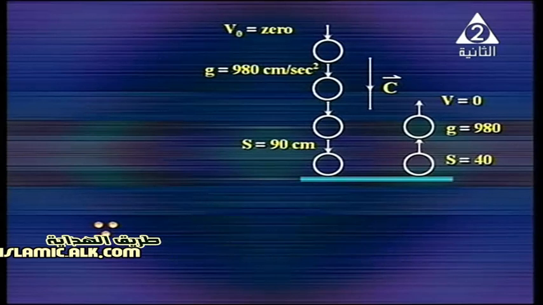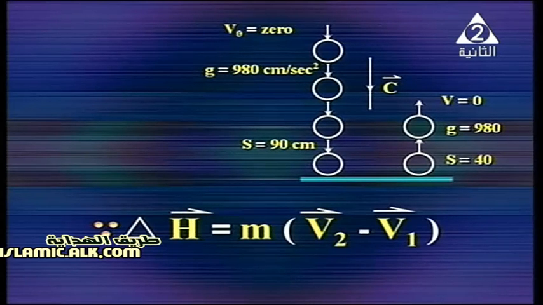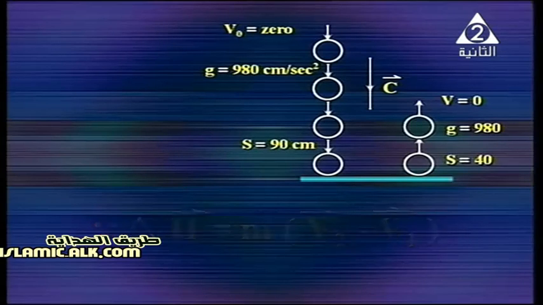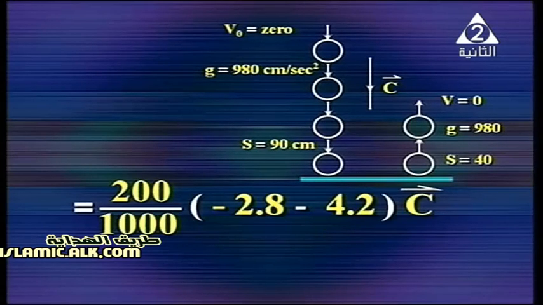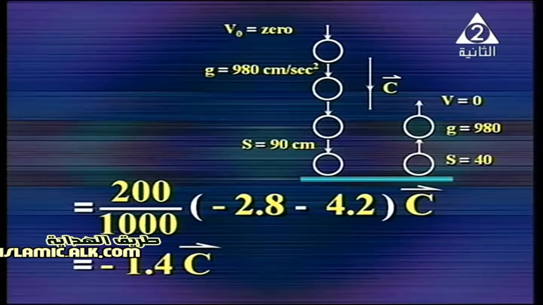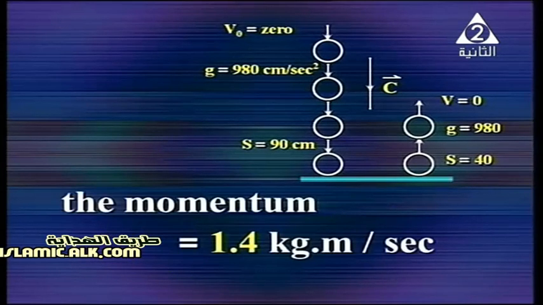Then delta H equals m times (v2 minus v1). By substitution, m equals 200 over 1000 multiplied by the bracket containing negative 2.8 minus 4.2, equals what? Negative 1.4, in the direction of the fall. What is the momentum? The absolute value is 1.4 kilogram meter per second.